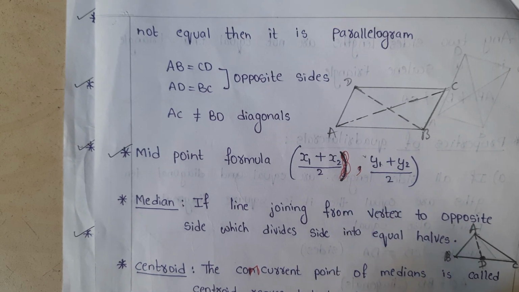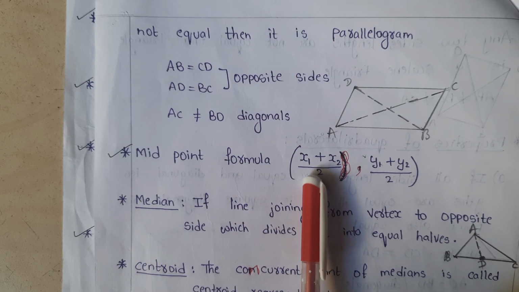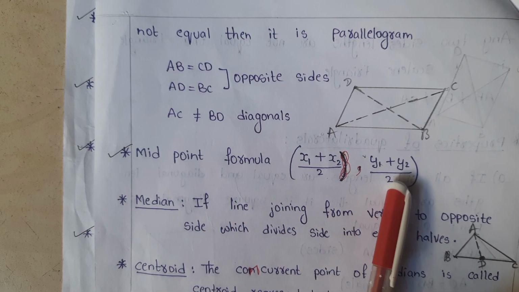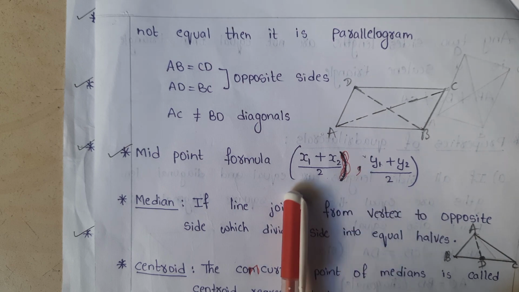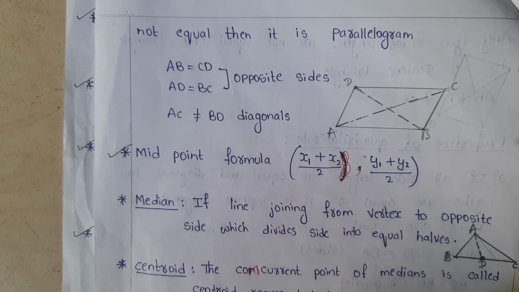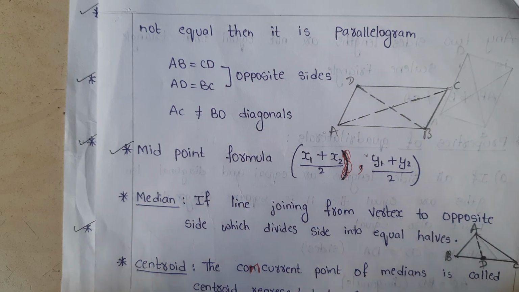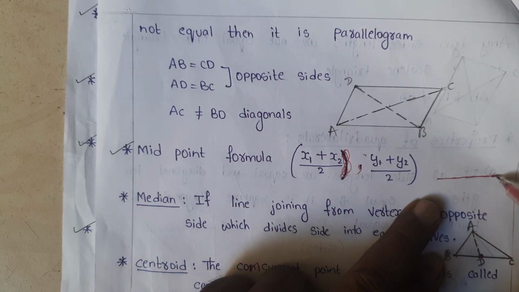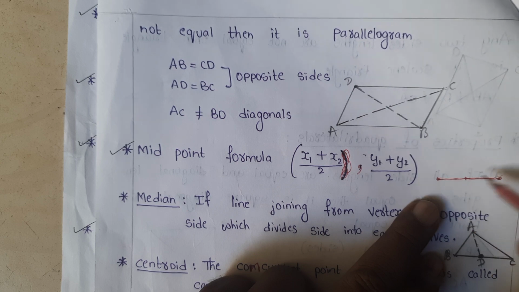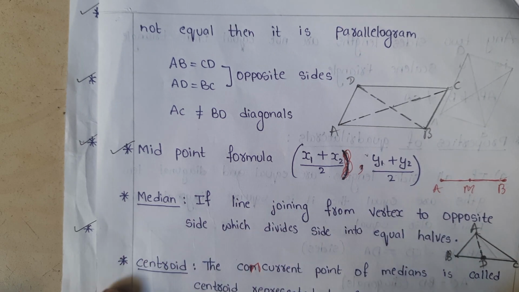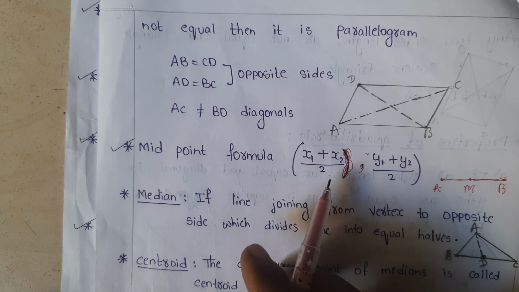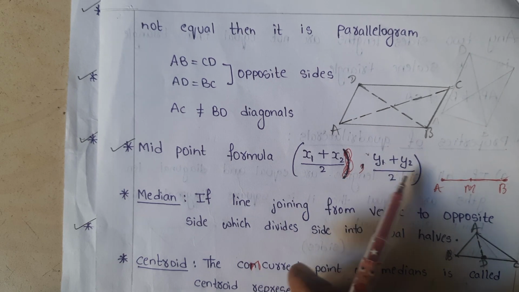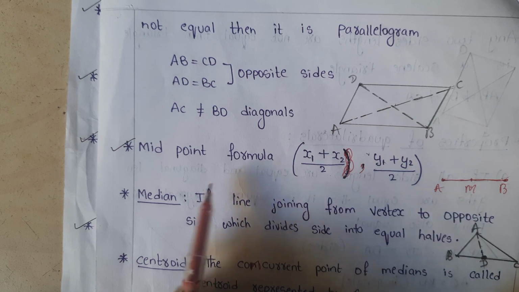Now another one is the midpoint formula. This one is also present: (x1 plus x2) by 2, comma (y1 plus y2) by 2. Midpoint means in the middle of a given line segment. If they ask for exactly the midpoint, you can find it with this formula. Suppose this is A, this is B, and in the middle, this is midpoint M. To find the midpoint, the formula is (x1 plus x2) by 2 and (y1 plus y2) by 2. This is the formula for the midpoint.